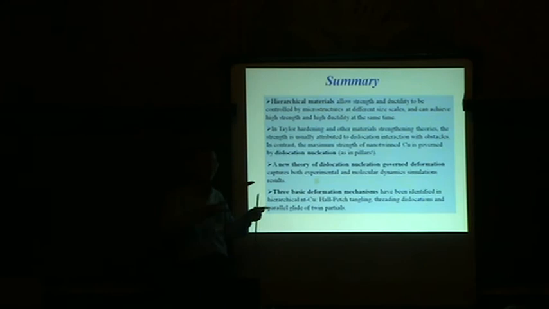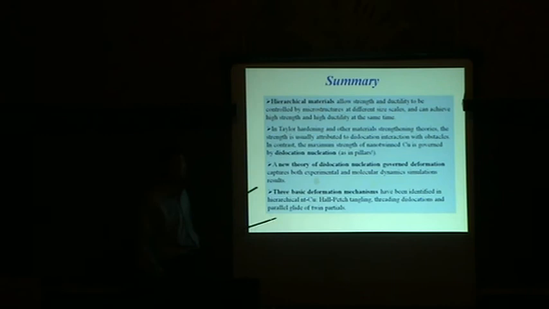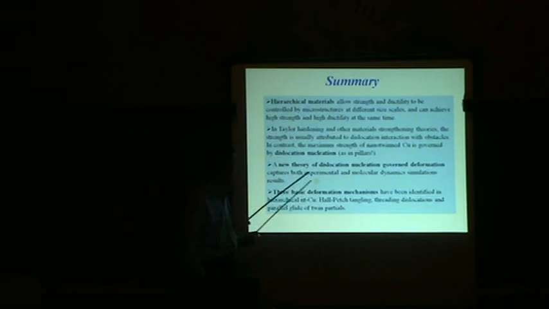That requires more than one level of structure. So that more than one level of scale control, as we show here. Right? You can achieve high strength at the same time. In precipitation-hardened and other materials, in strengthening theories, the strength really is attributed to nucleation interaction. In contrast, the maximum strength of nanotwinned material is governed by dislocation creation in pairs. And a new theory of the strain equation is governed to encounter both experimental and electrodynamic simulations.